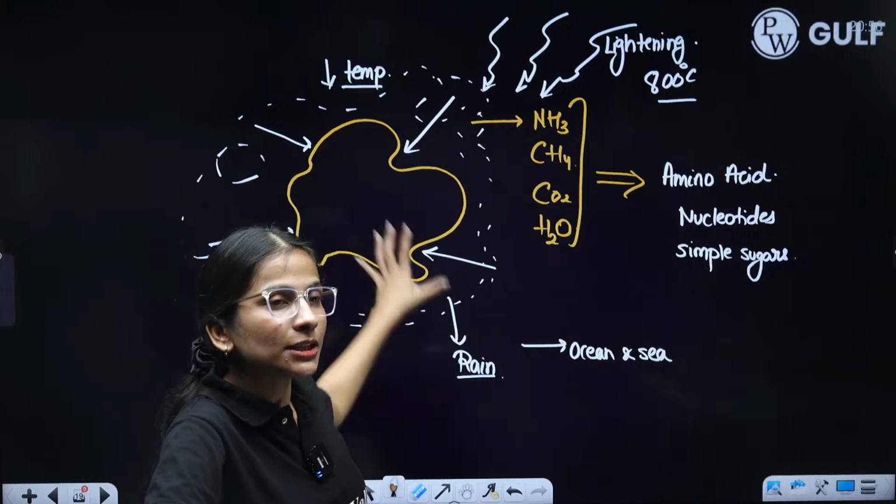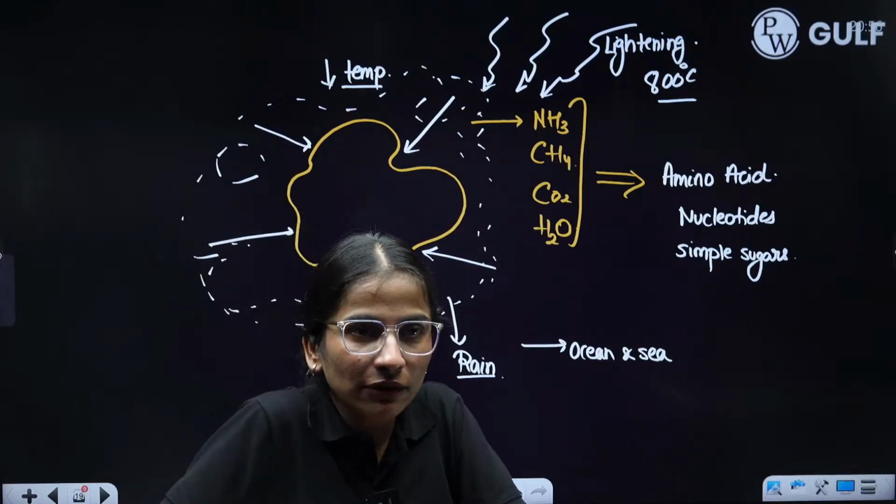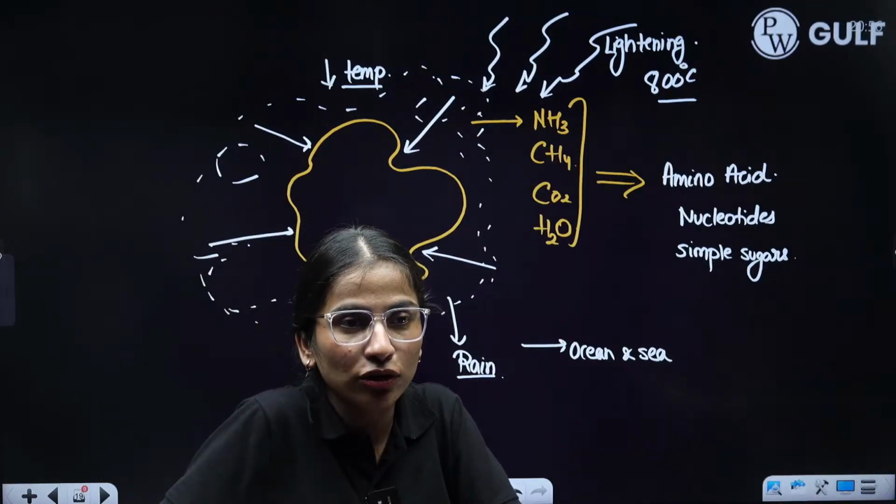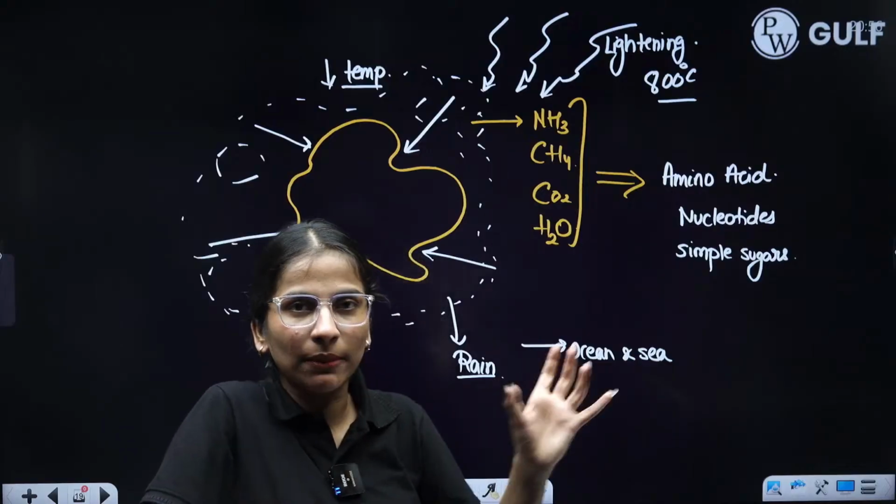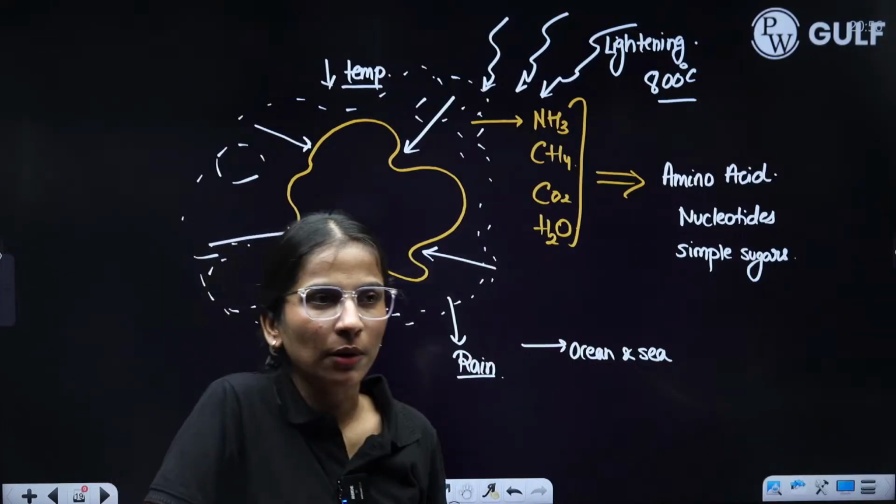formed. Okay, and this particular origin of life, which is termed as chemical evolution or chemical origin of life, is explained by the Oparin and Haldane theory. We will read about that as well.